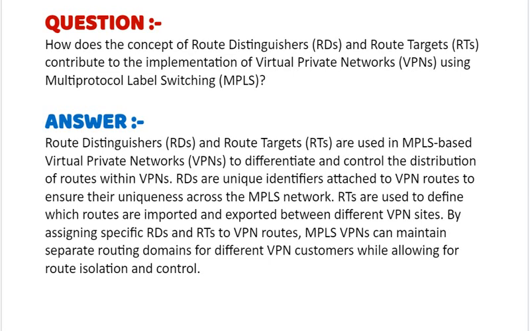RDs are unique identifiers attached to VPN routes to ensure their uniqueness across the MPLS network. RTs are used to define which routes are imported and exported between different VPN sites. By assigning specific RDs and RTs to VPN routes, MPLS VPNs can maintain separate routing domains for different VPN customers while allowing for route isolation and control.